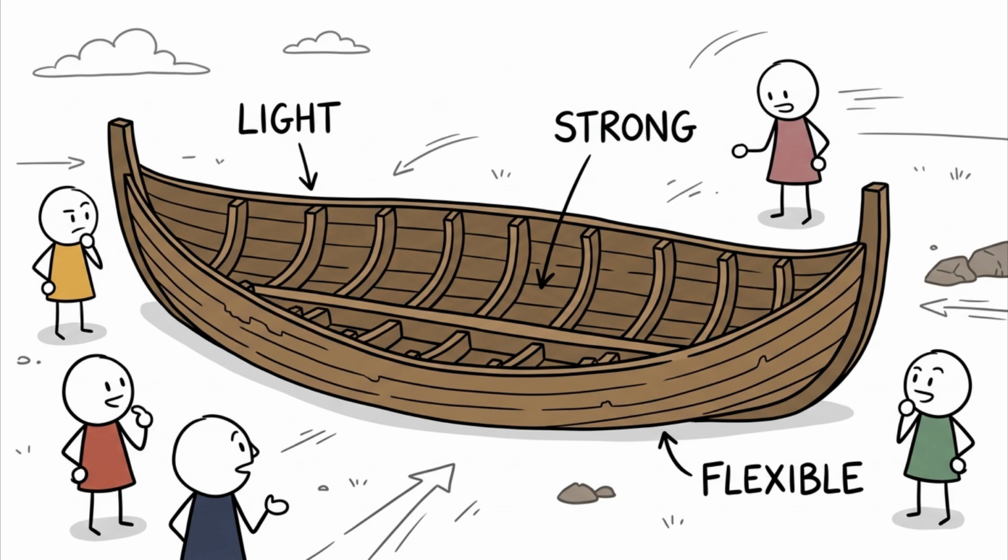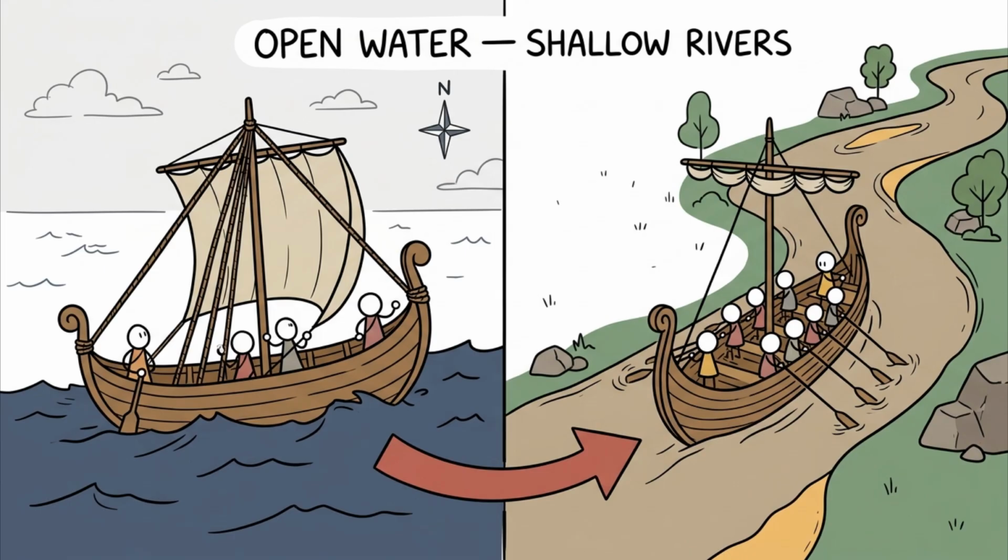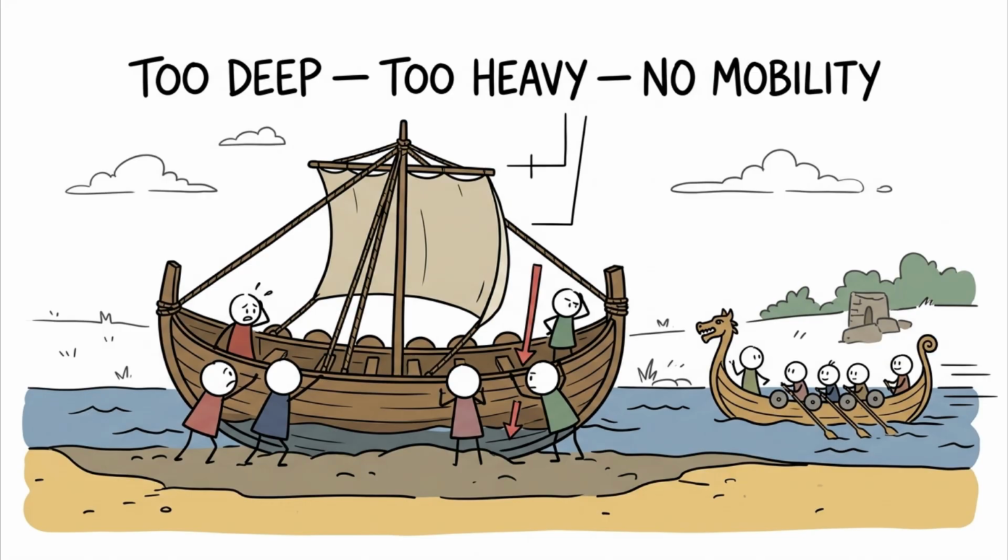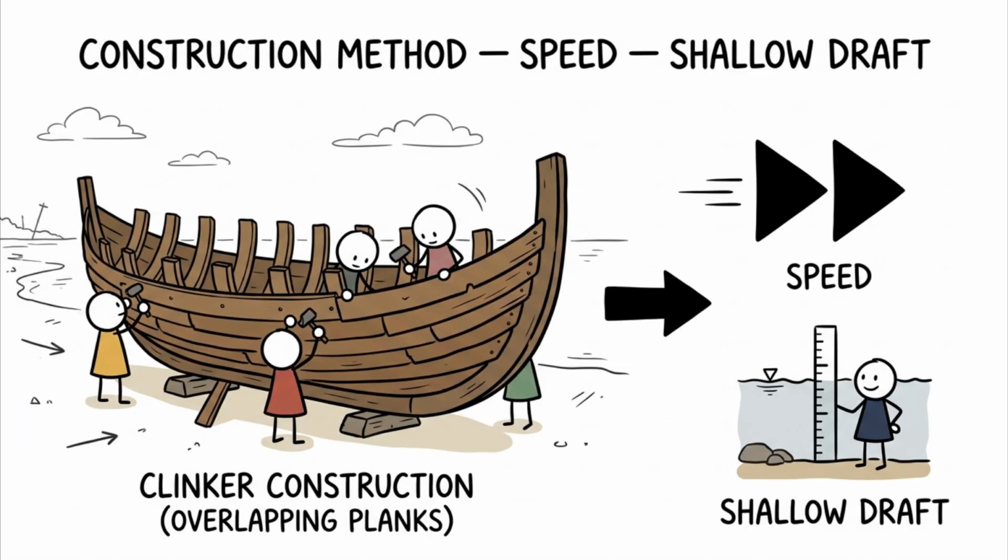The overlapping planks produced a hull that was light, strong, and slightly flexible. That mattered because long ships had to cross open water and enter shallow rivers. A deep, heavy vessel would lose the very mobility that made it useful. The construction method was therefore inseparable from the ship's intended behavior.